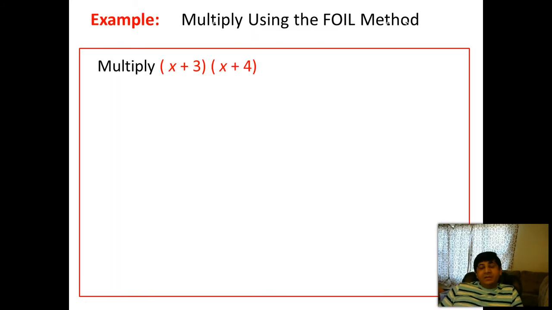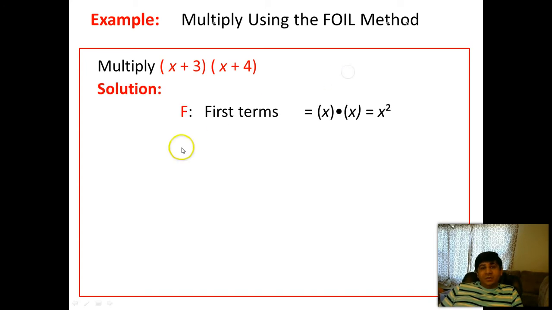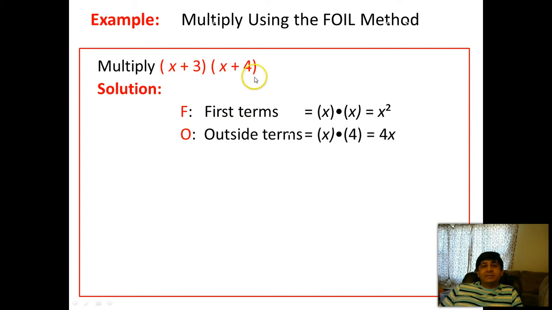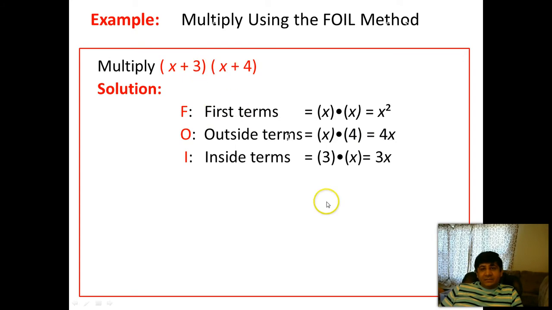Let's look at an example here. Suppose you want to multiply x plus 3 with x plus 4. We will use the FOIL method. First terms: x times x gives us x squared. Outsides: x and 4, multiply these two and we get 4x. Inside terms: 3 and x, multiply those two and you get 3x. Last terms: multiply 3 and 4, that gives you 12.